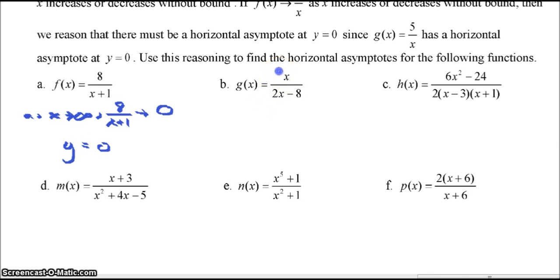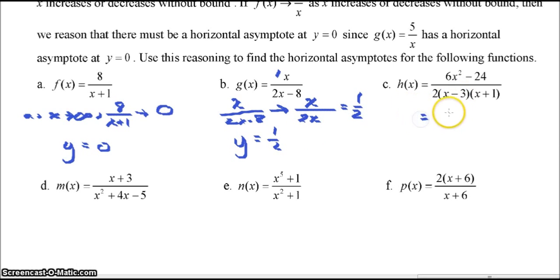Here I look at the ratio of the leading coefficients, 1 over 2. The horizontal asymptote is y equals 1 over 2. You could note that as x goes to infinity, for x over 2x minus 8, that minus 8 won't really matter. This value will approach x over 2x, which is 1/2, if you divide x by x to get 1.